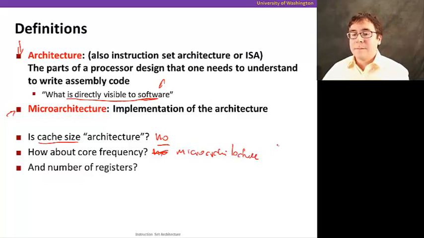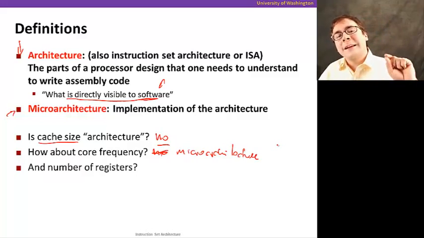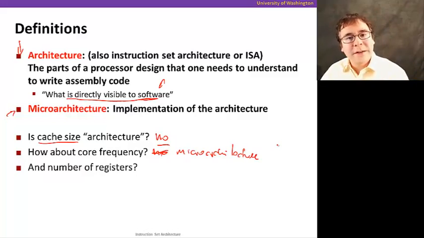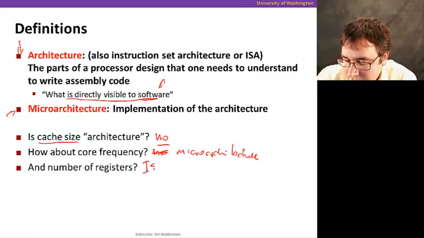or the implementation. And the number of registers is something that you need to know, because you're going to use registers explicitly in your assembly code. So the number of registers is part of the ISA, therefore it's really part of the architecture.